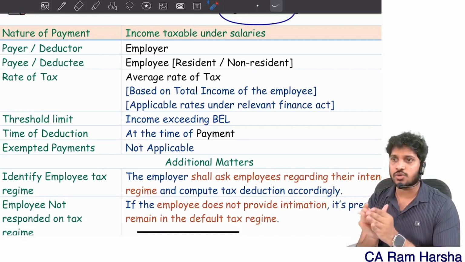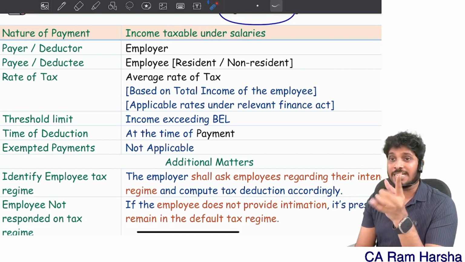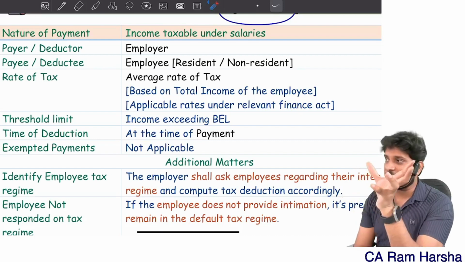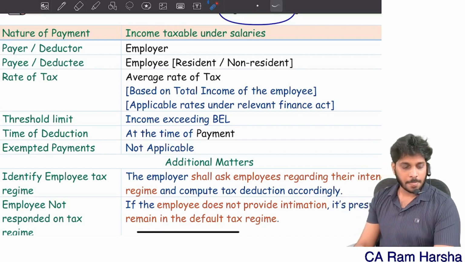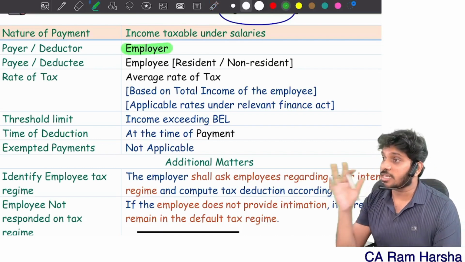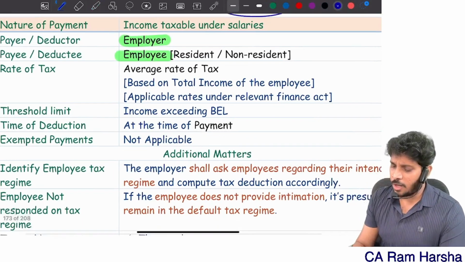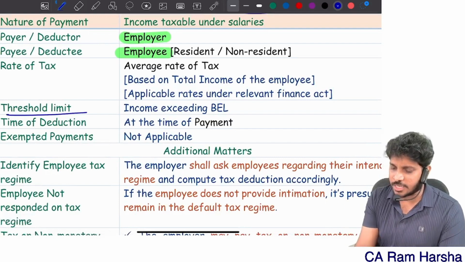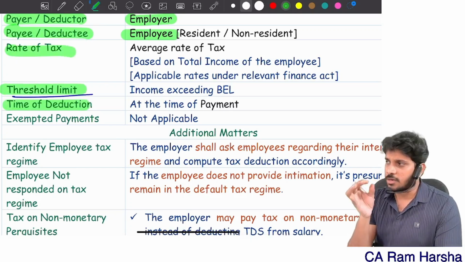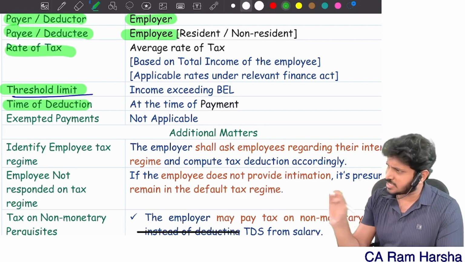By the way, in TDS the terminology is payer, payee, deductor, deductee, whereas in TCS the terminology is seller, buyer. The seller will collect tax from the buyer. Now, under 192, who is paying? The employer is paying the salary to the employee. Very simple. How is tax to be collected? What is the threshold limit? Every section is uniformly drafted like this. Who is the payer? Who is the payee? What is the rate of TDS? What is the threshold? When should it be deducted? Then exemptions and additional conditions.